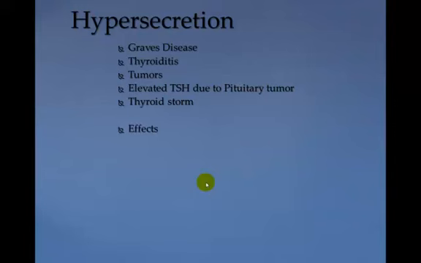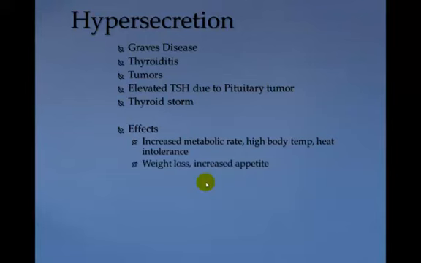Now, what sort of effects do we see? The opposite of hyposecretion. This person's going to have an increased metabolic rate, a really high body temperature, and not tolerate heat very well. They're going to be skinny because they're going to be losing weight due to this increased metabolic rate, and their appetite will increase because they need more fuel in the system. We're also going to see elevated heart rate and respiratory rate to try to keep up with increased metabolic demand, as well as sweating. Higher body temperatures, we've got to cool this system down.